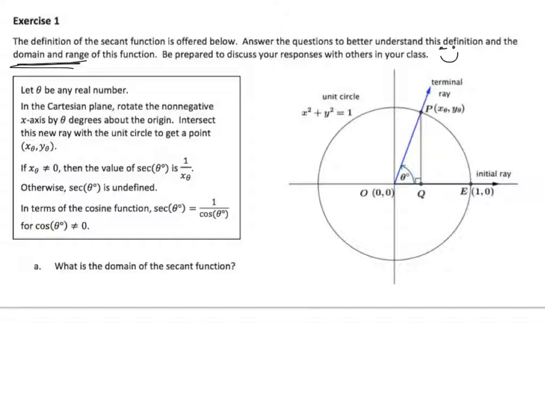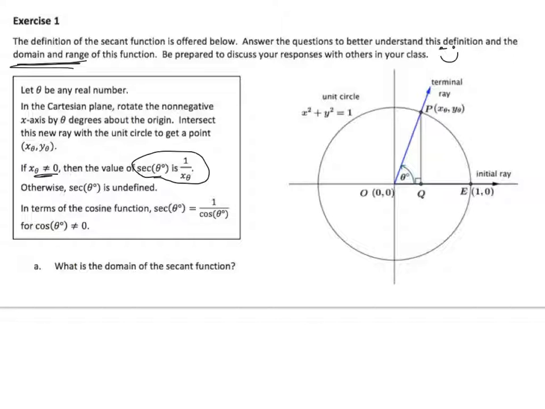All right, let theta be any real number. In the Cartesian plane, rotate the non-negative x-axis by theta degrees about the origin. Intersect this new ray with the unit circle to get a point, x theta, y theta. If x theta is not equal to 0, then the value of secant is 1 over x theta. Otherwise, secant theta is undefined. If x equals 0, then it's undefined.